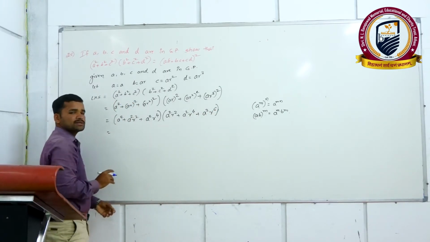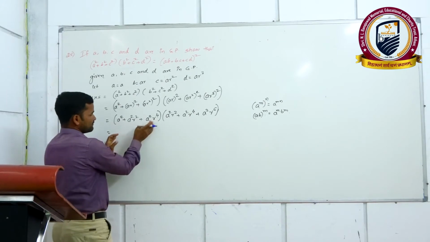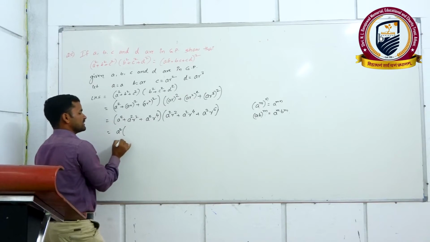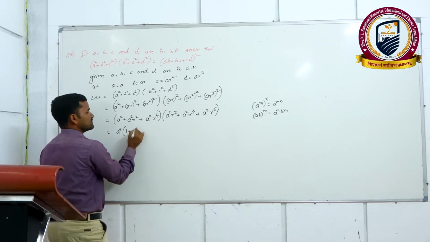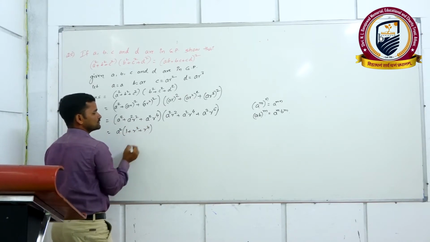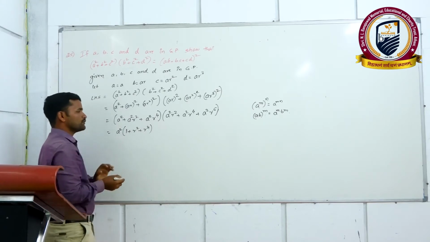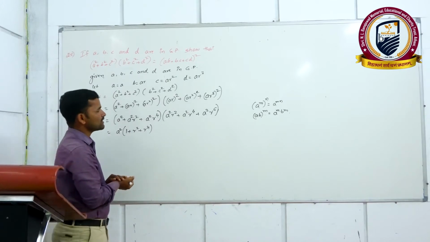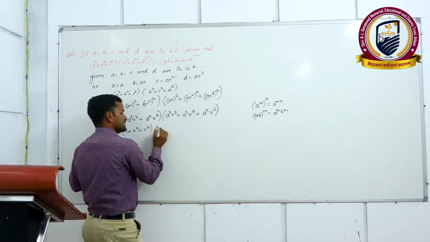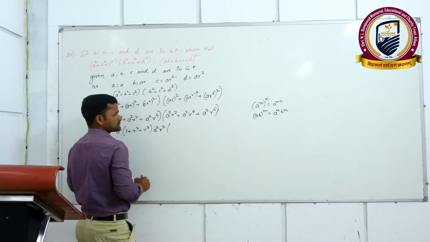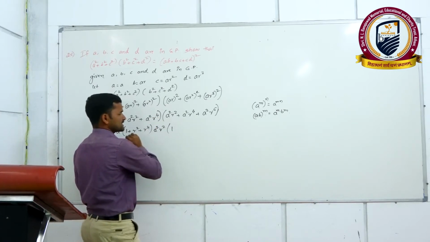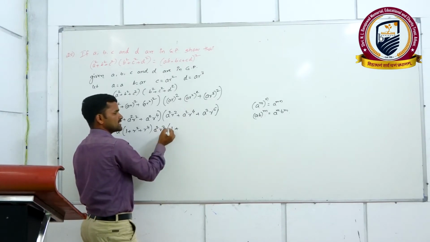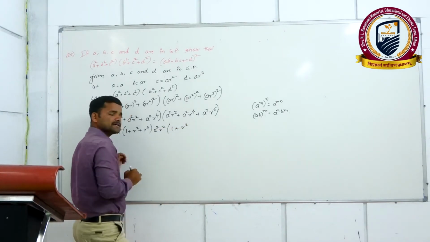Okay. You take the common terms from both. From the first three terms you observe A square is common. Take it out. A square into, what are the remaining? 1 plus R square plus R raised to 4. From these three terms, what is common? A square into R square I can take common. A square into R square is already outside. 1. A square is outside. R 2 times already outside.